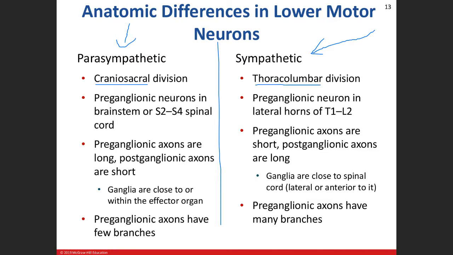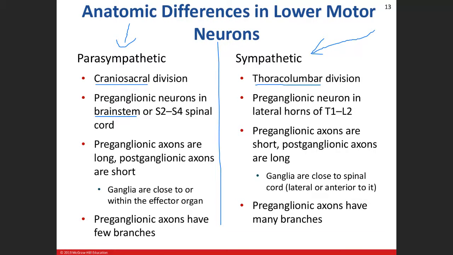So when we're dealing with the parasympathetic, we're going to be talking about the preganglionic axons here first. In the parasympathetic, some of our preganglionic neurons are going to come off of the brainstem. Now, remember what I said, when you hear me say brainstem, you should be thinking cranial nerves. Specifically, there's 4 cranial nerves, and you need to know them.